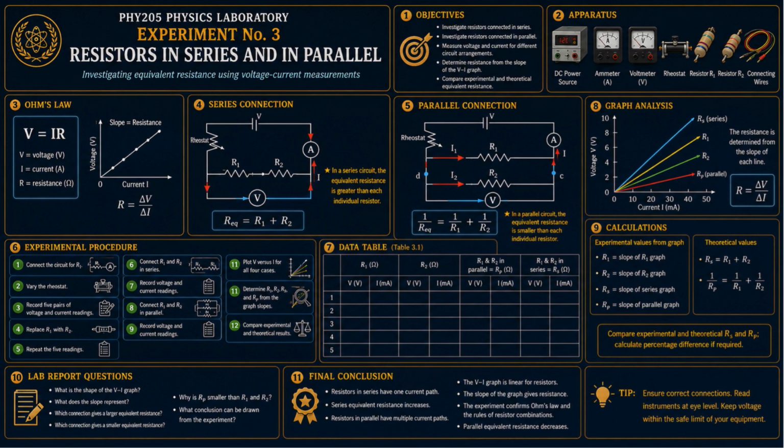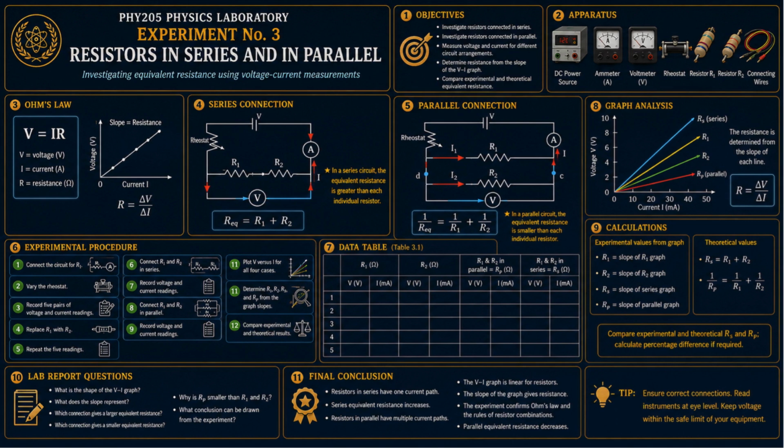8. Graph analysis. The graph is voltage V in volts versus current I in milliamperes. Lines shown: RS, series; R1; R2; RP, parallel. The resistance is determined from the slope of each line: R equals delta V over delta I.